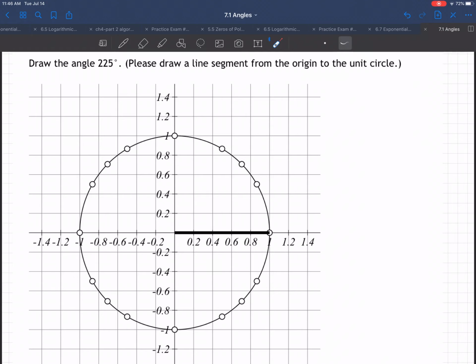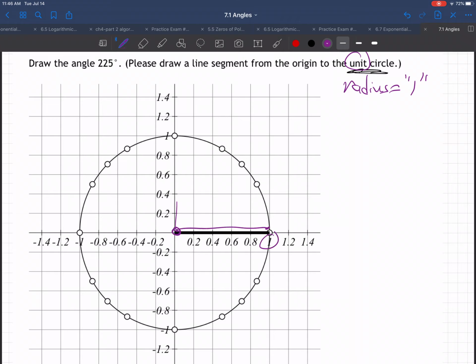In this example, they want us to draw a 225-degree angle. So here we have the unit circle. The unit circle means the radius 1 circle. Unit means 1, so this is the circle of radius 1. See how the radius is 1? The radius is how far from the middle to the edge.